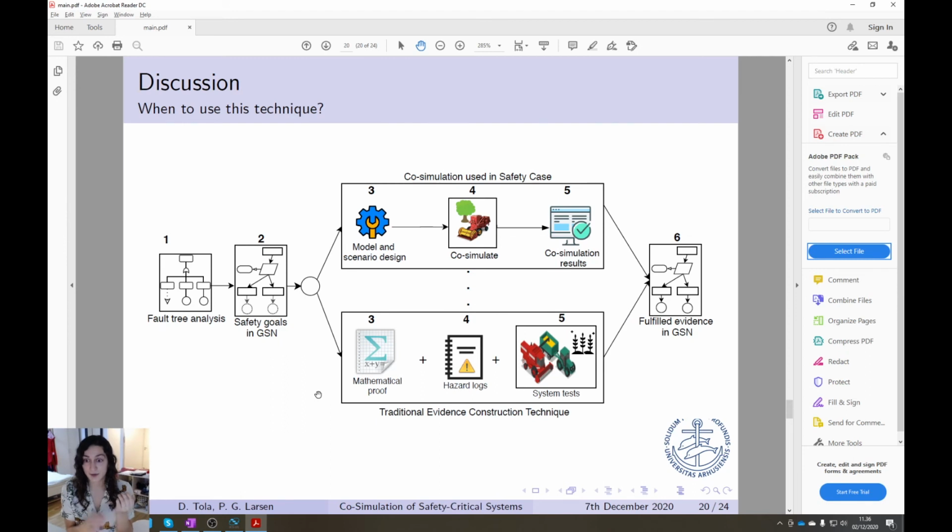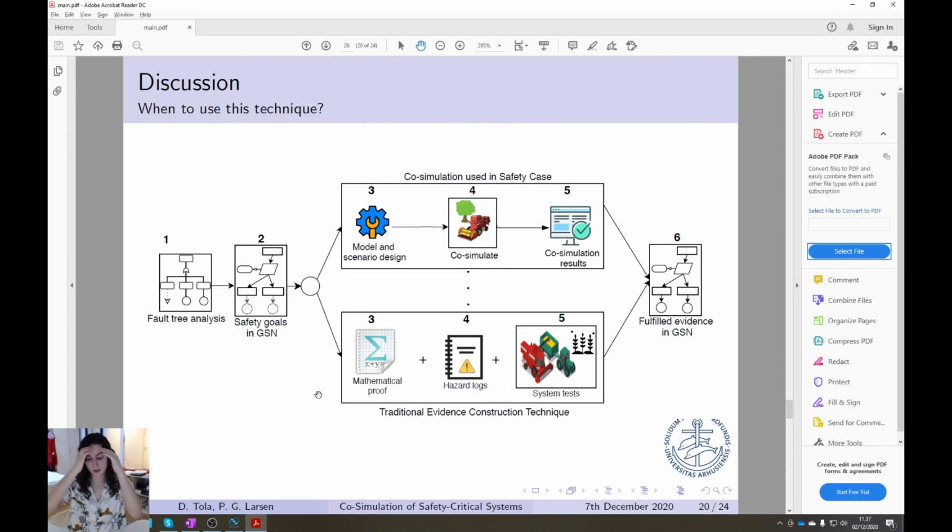And so if we briefly look at when does it make sense to use this technique, you have to always think about how much time you will spend creating a model of the system and which type of system it is. For example, I think usually in many cyber-physical systems it would make sense to use co-simulation because you have a collaboration between software and a physical system and a dynamic environment, for example.